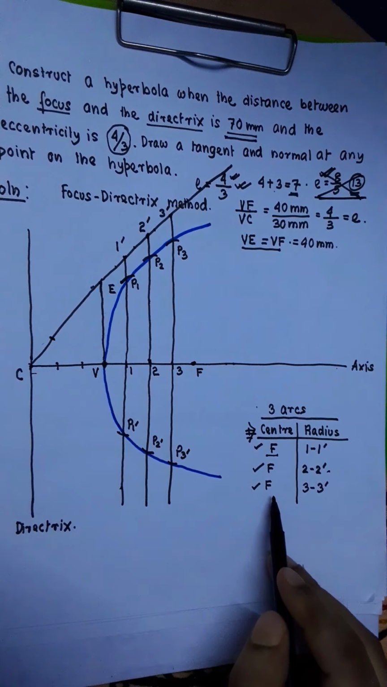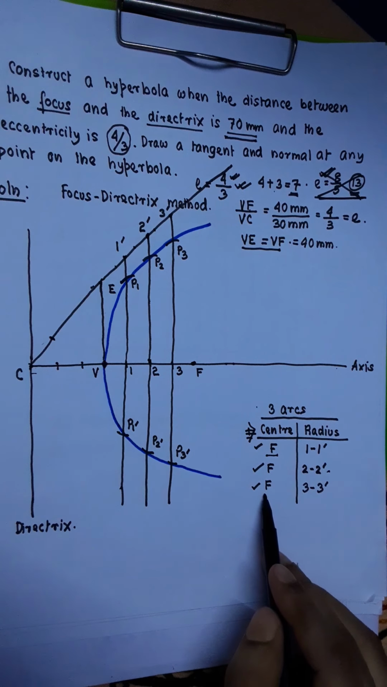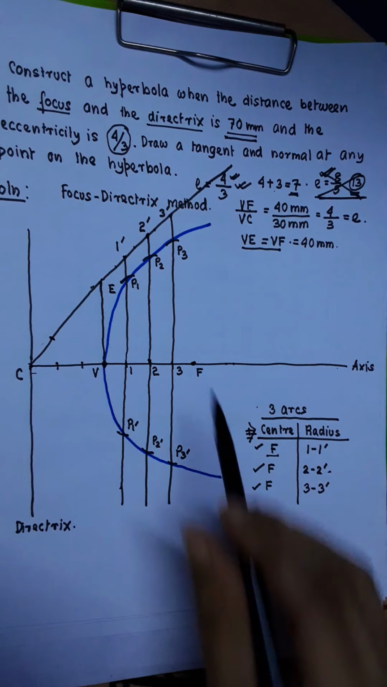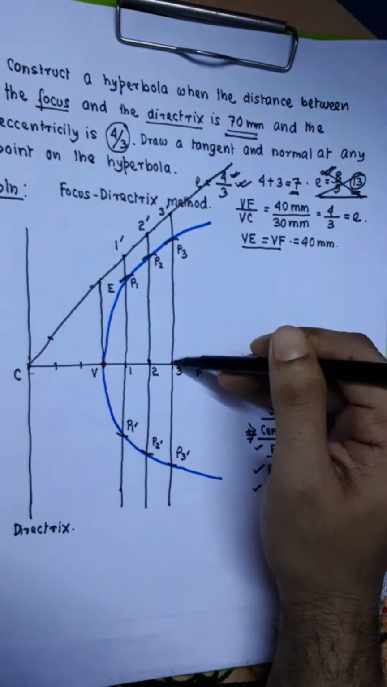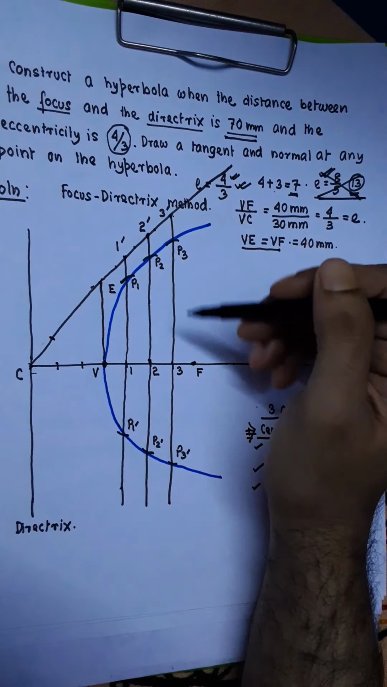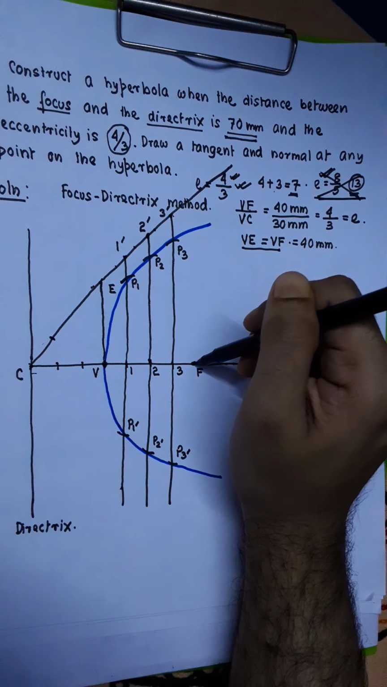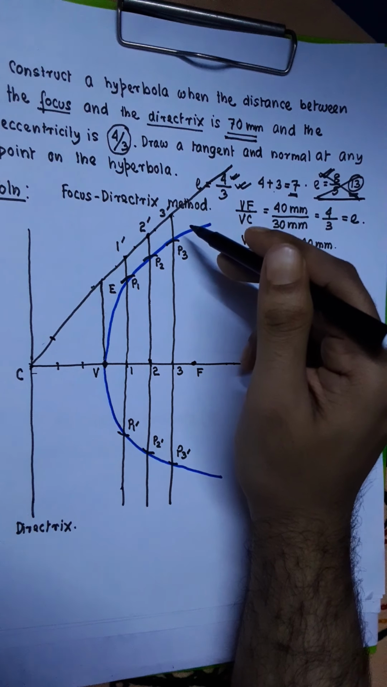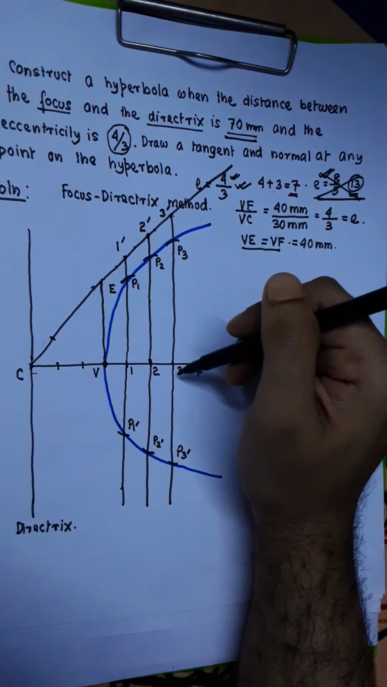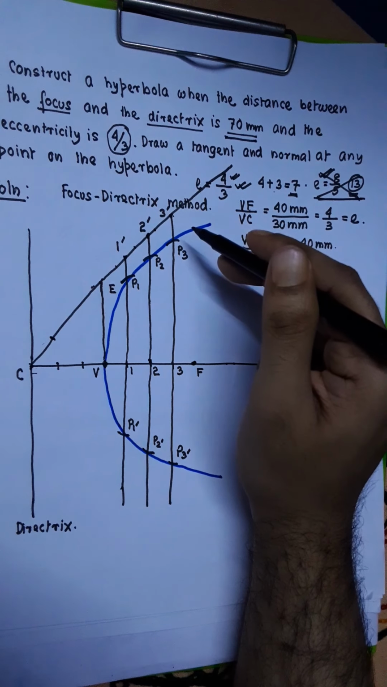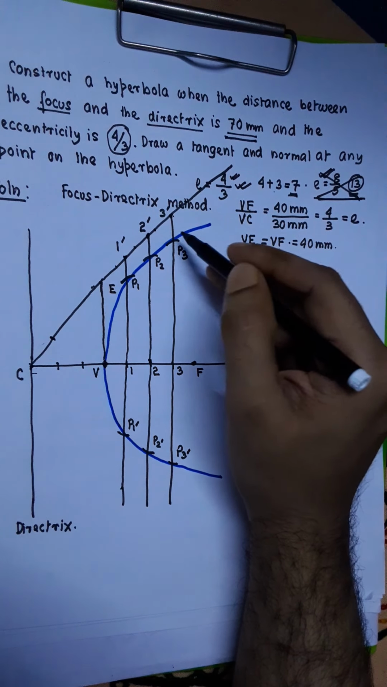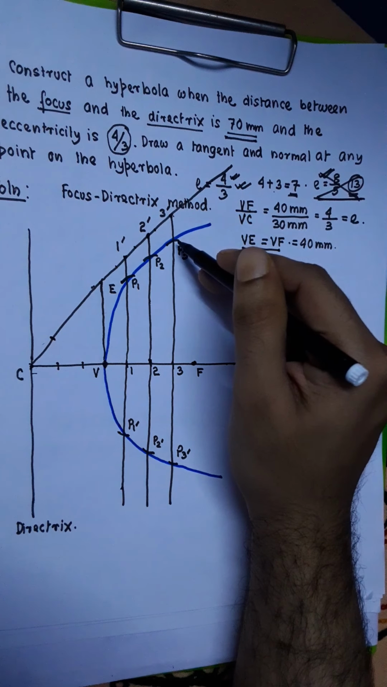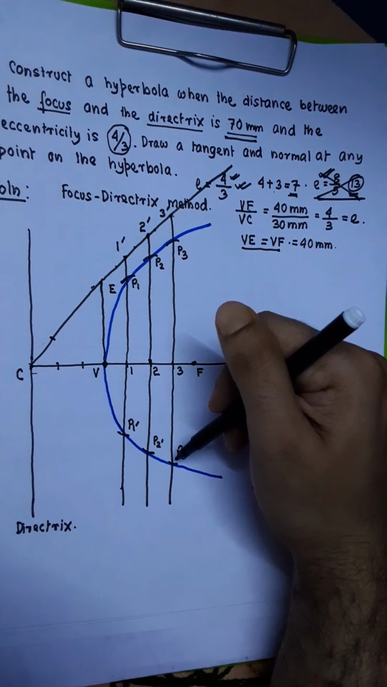Then you have to draw yet another arc with the same center but with a different radius. Now the radius value will be the distance between this point and this point. When you draw this arc with F as the center and 3 3 dashed as the radius, you have to note its intersection with the line 3 3 dashed. And again you will find that this arc is intersecting the line 3 3 dashed at 2 different points, one on this side of the axis, another on this side of the axis.